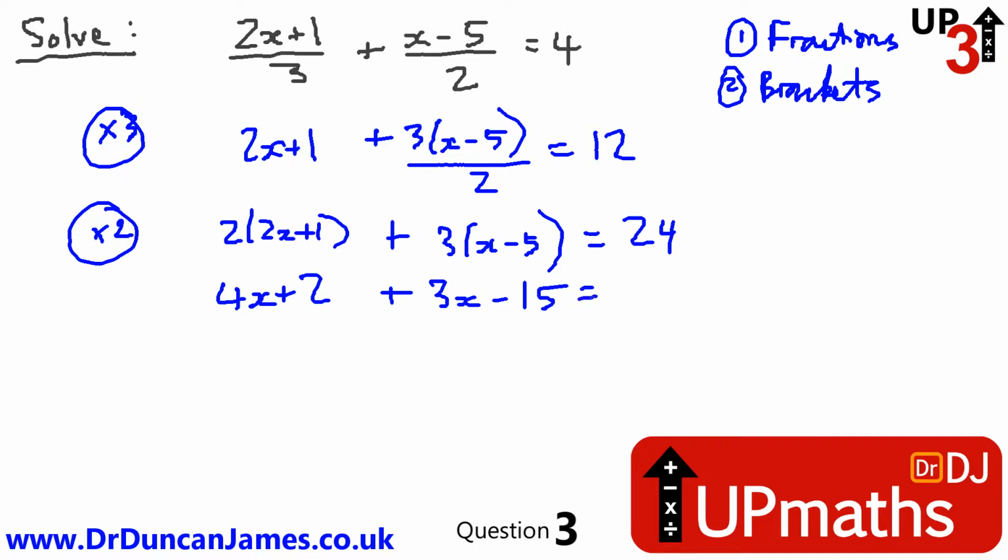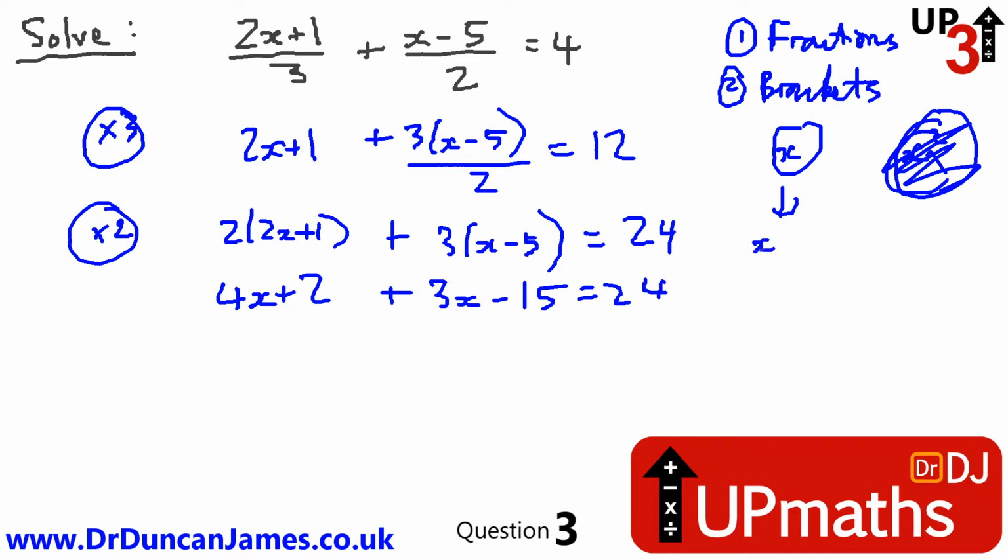Minus 15 equals 24. Is it an x or an x squared? It's an x type question. It's not an x squared. So it just means we need to rearrange it until we get x on its own. So that'd be 7x minus 13.